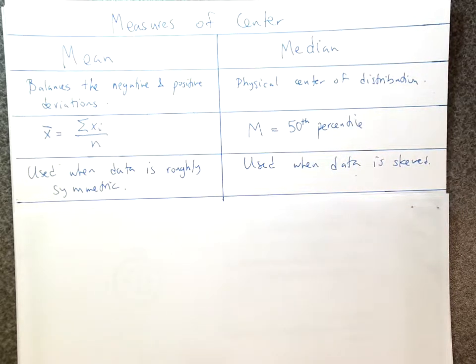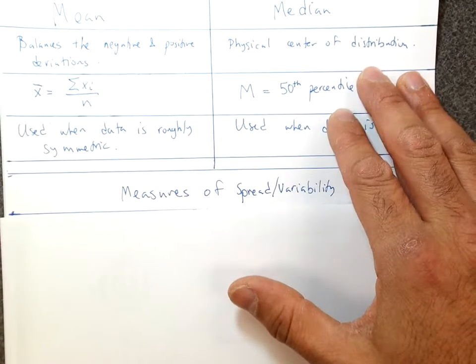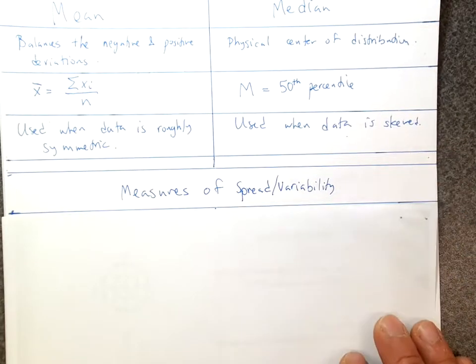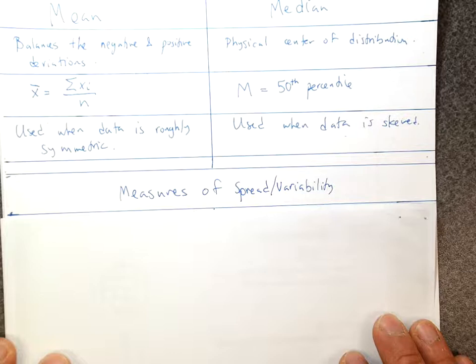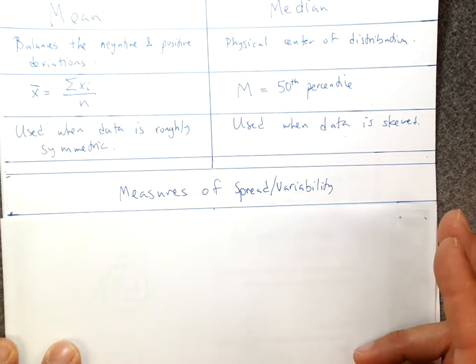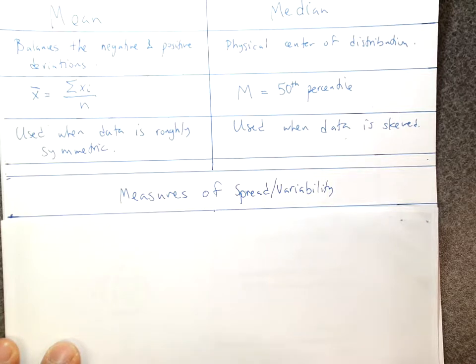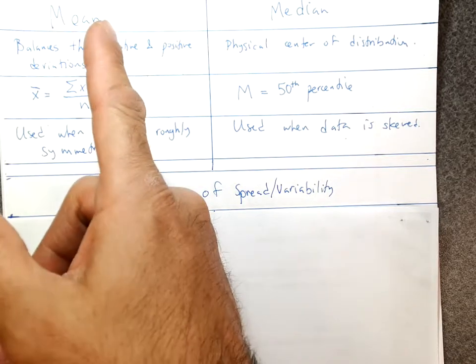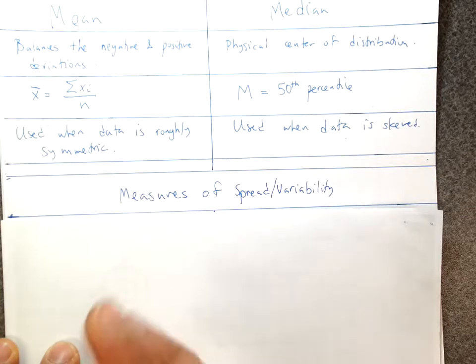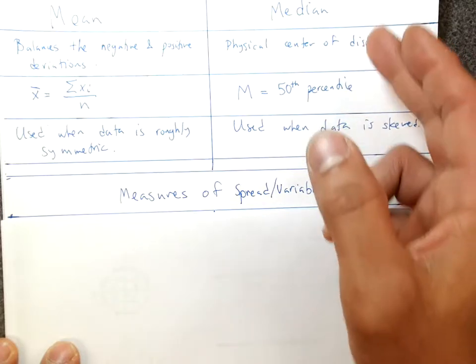Now we're going to talk about measures of spread or variability. Spread or variability is the idea of how spread out the data is, or how condensed together the data is, how close or far the data tends to be from the center of the distribution. As we see, we have different choices for the center, and when we make our choice for the center, that will determine how we look for the spread or the variability. When we have the mean, we're going to use a completely different set of rules and calculations for finding the spread compared to when we use the median.